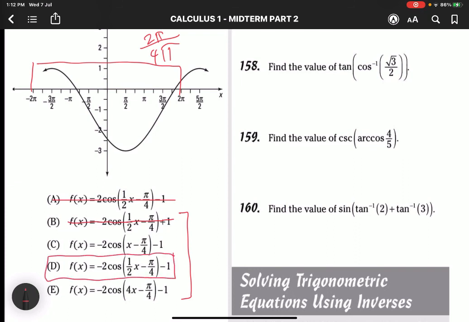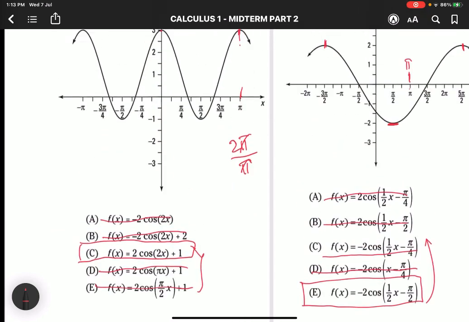So, kahit wag na natin i-determine yung phase. Okay? Yung phase shift. Okay? So, cross out, ang sagot natin ay letter D. Okay? So, that's it for our part 2 midterm in Calculus 1.